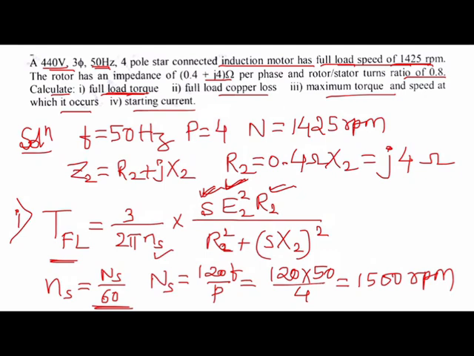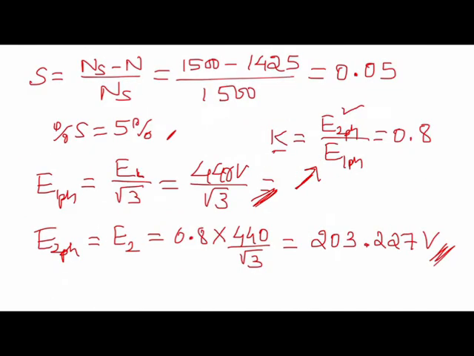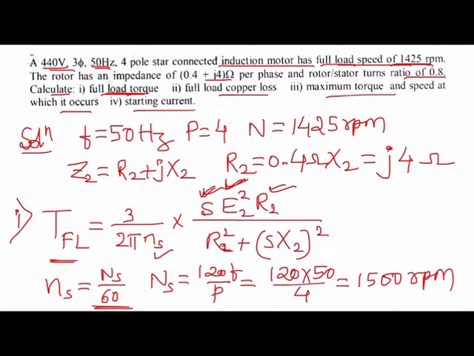By substituting all the values, we can calculate the full load torque of the induction motor. Upon substituting all the values, we get 78.88 Newton meter. This is the full load torque. Let us go to the second question: we need to find out the full load copper losses.